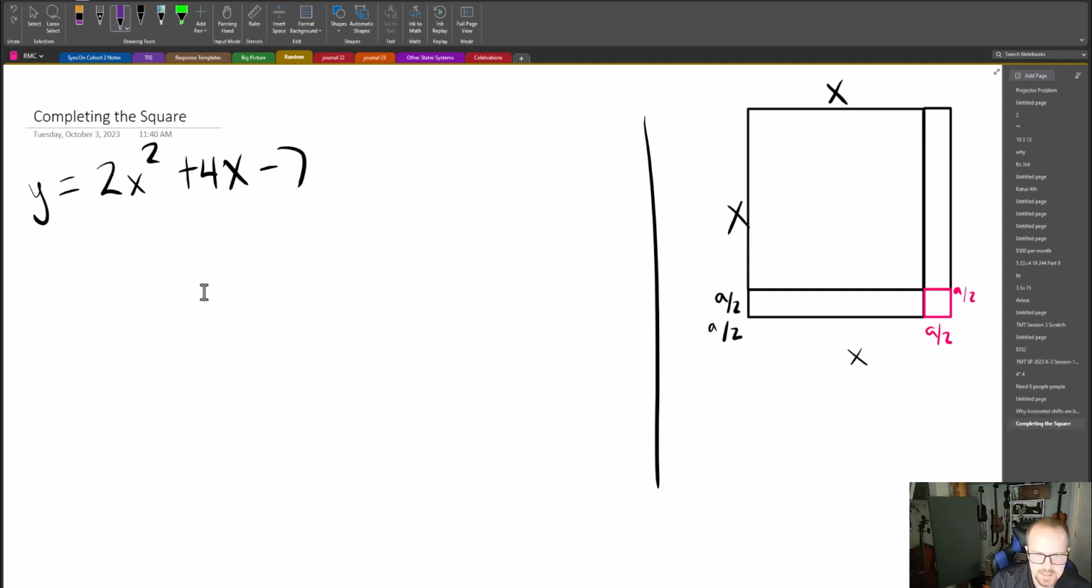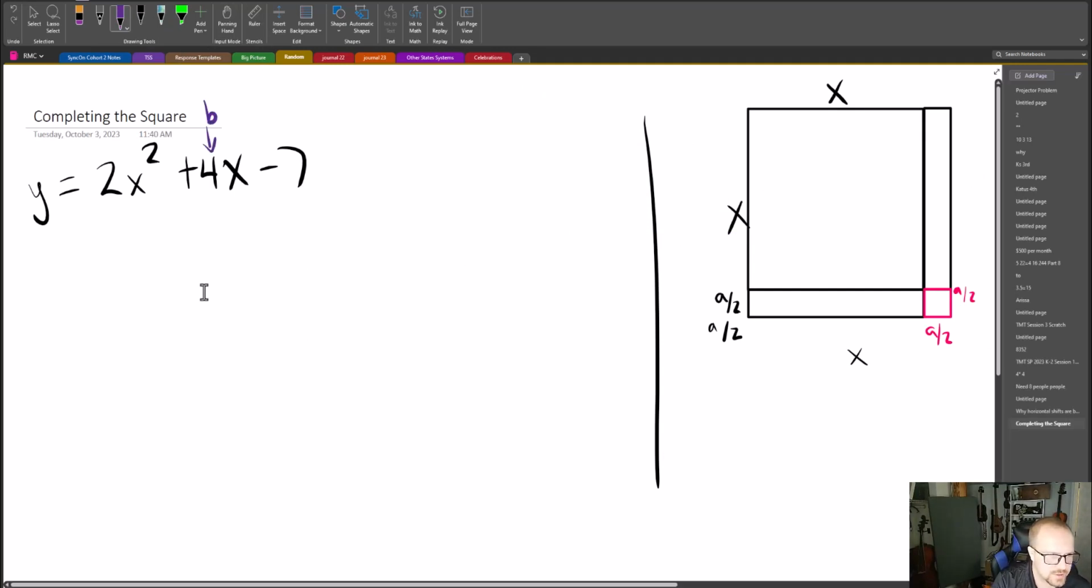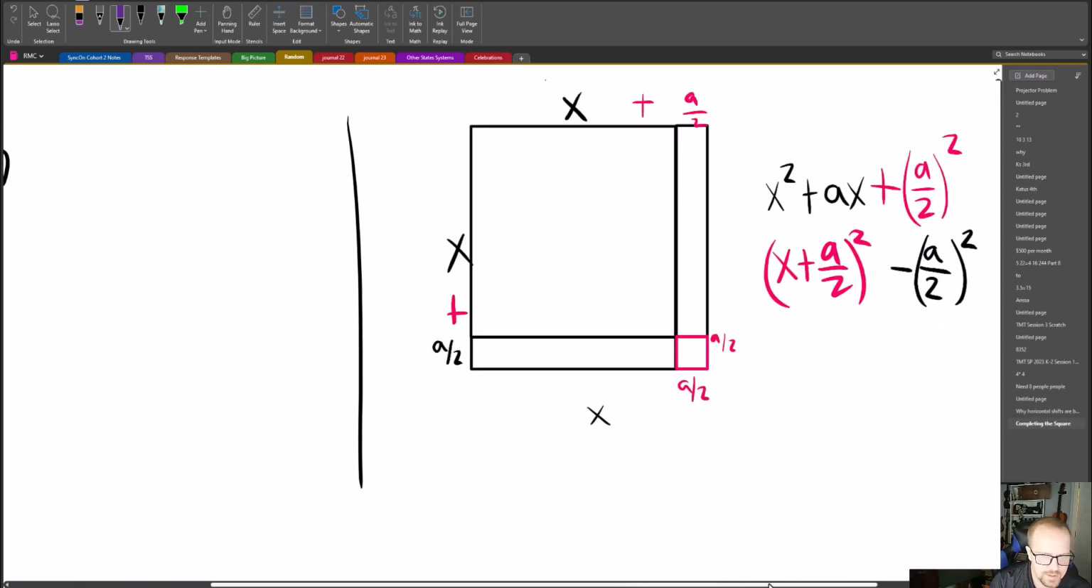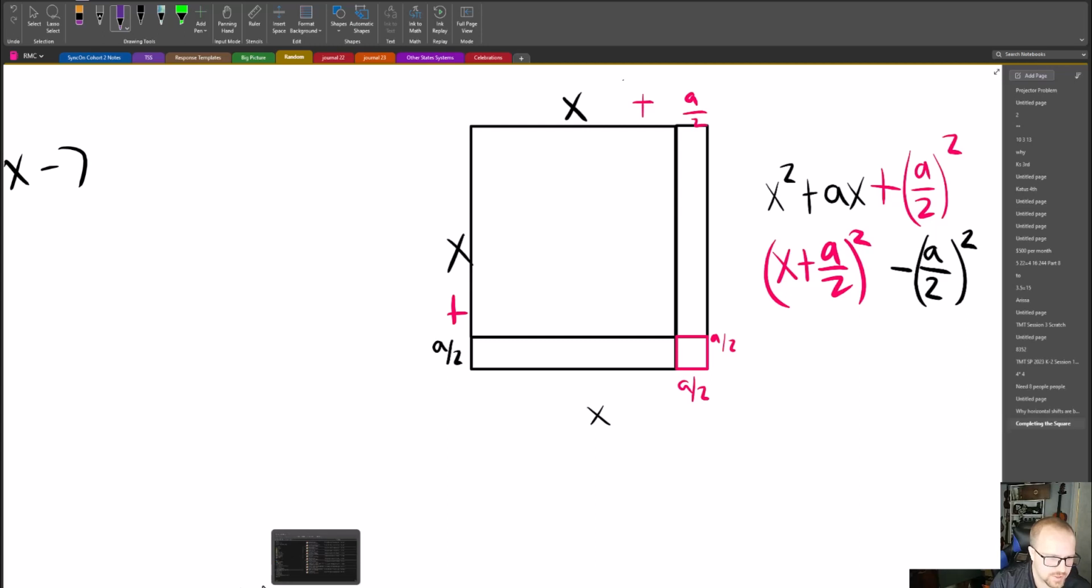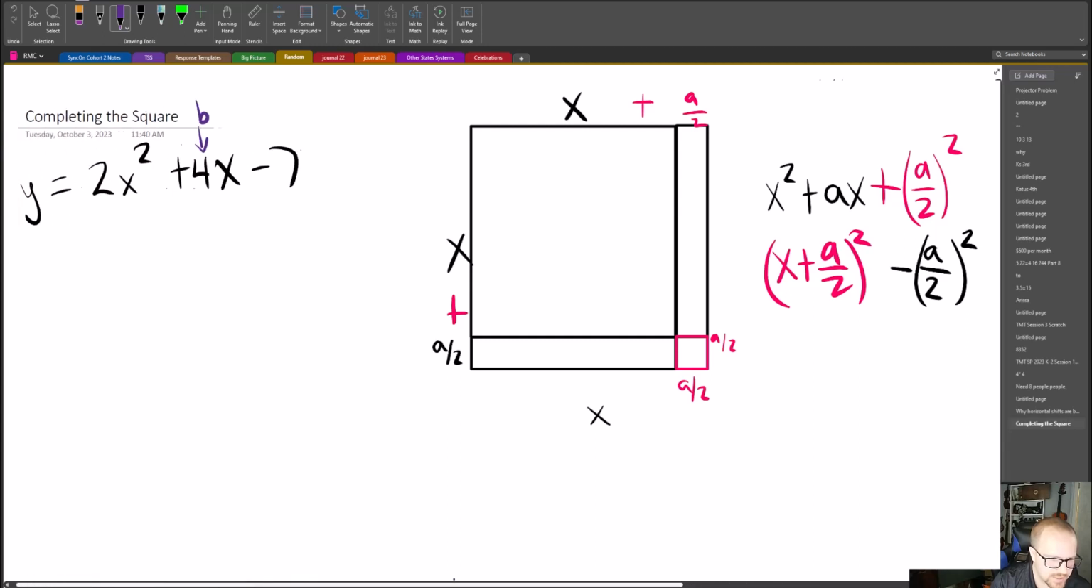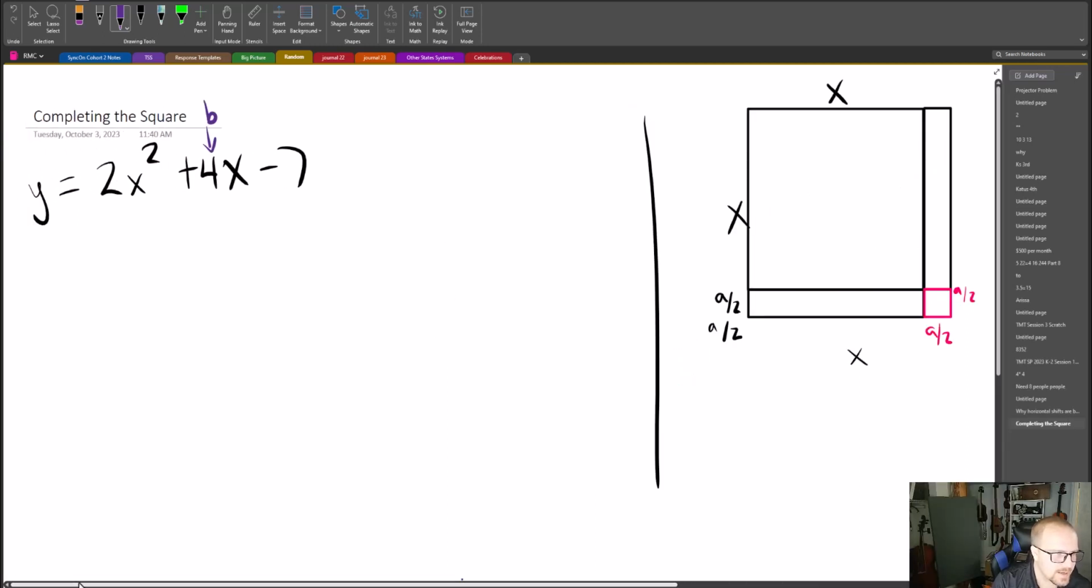So we said that this thing is a over 2. I really should have called it b because we usually call this b in standard form. I could go back and change those all to b's, but I'm not going to do it. So shift in your brain that the a over 2 is actually a b. And so what we're going to do, same thing with this, is to complete the square.